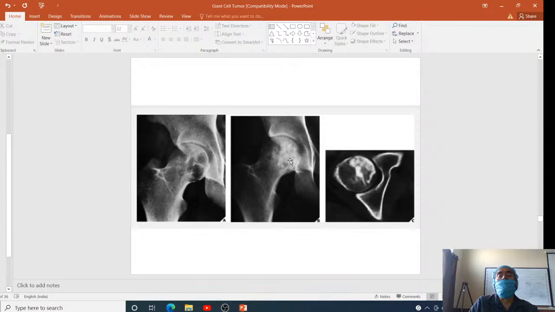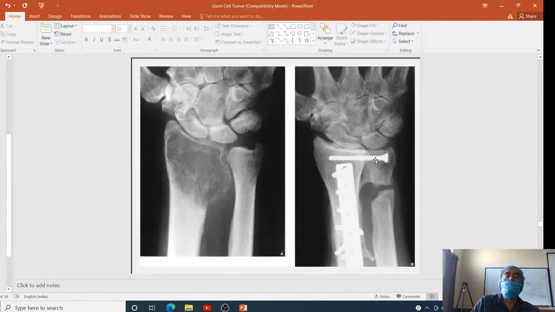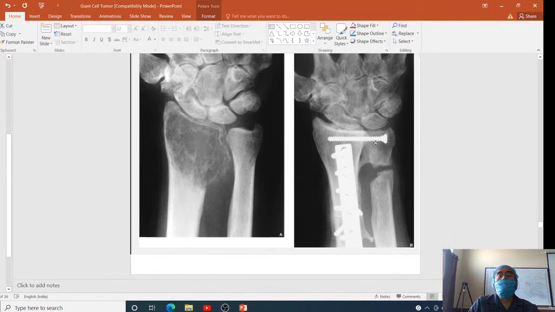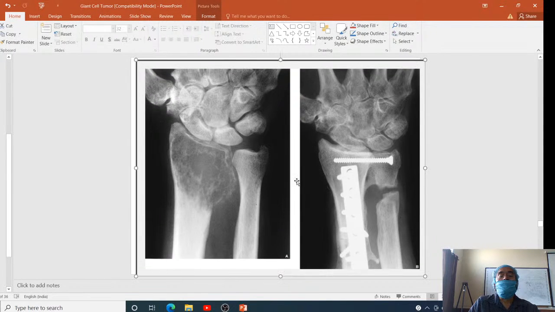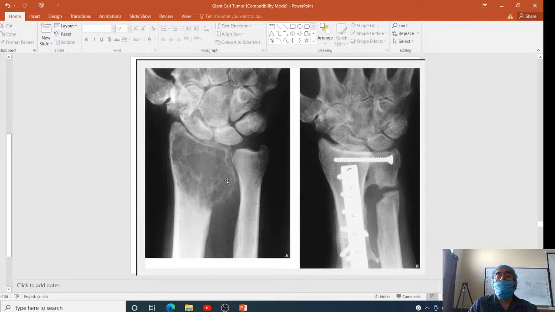This is another example of the upper end of the femur. This is the lesion, and it is being filled with bone graft. This is a scan, these are the X-rays, and this is the scan report. And here, the lower end of the radius, all of you can make out.